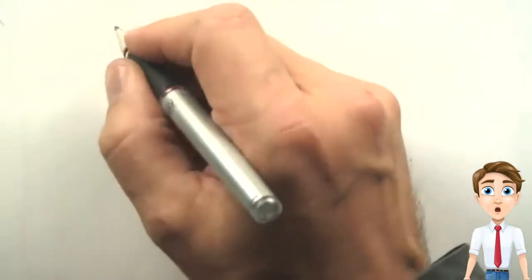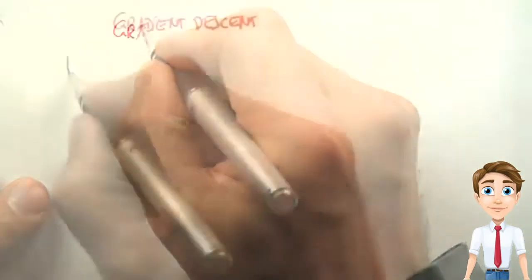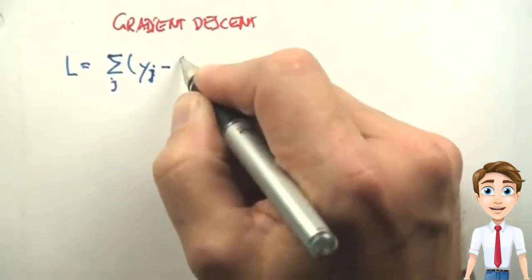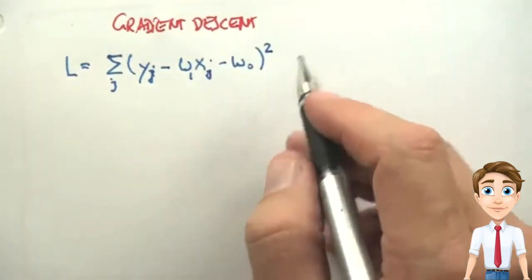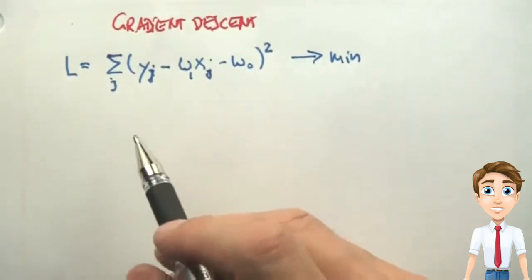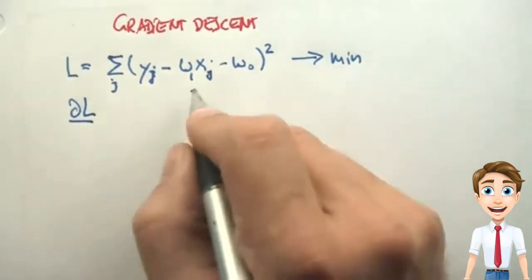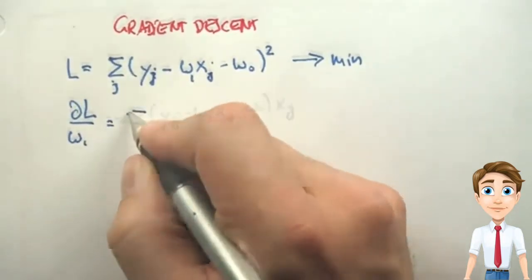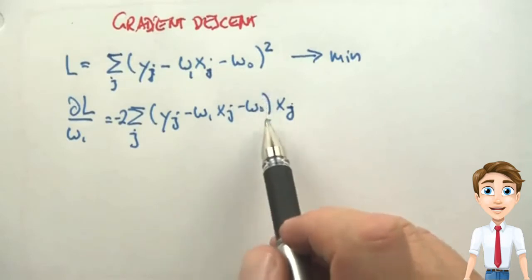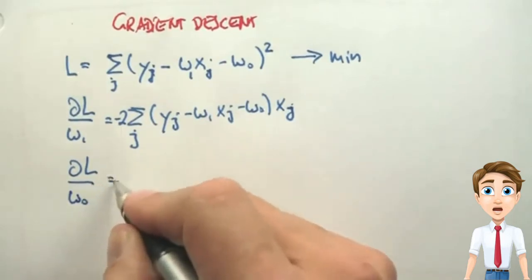It's interesting to see how to minimize our loss function using gradient descent. In a linear case, we have L equals sum over the correct labels minus our linear function to the square, which we seek to minimize. Now we already know that this has a closed form solution, but just for the fun of it, let's look at gradient descent. The gradient of L with respect to W1 is minus 2 sum of all j of the difference as before, but without the square, times xj. The gradient with respect to W0 is very similar.